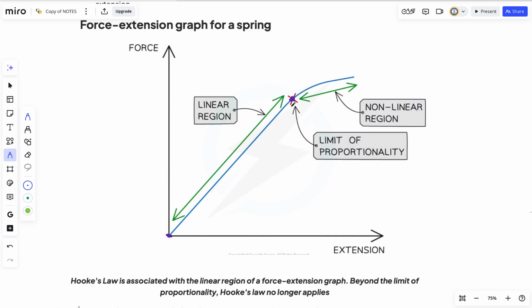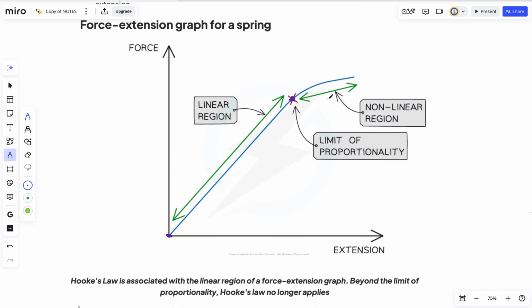In Cambridge IGCSE, here is called the limit of proportionality. Up to this point, the spring has not deformed. The spring will still return to its original form. When you remove all the force, it will return back to the original length. Now, if you continue to stretch the spring beyond this point, the spring will deform, will no longer obey Hooke's law. It will go beyond this limit. It will no longer be able to return back to its original form.